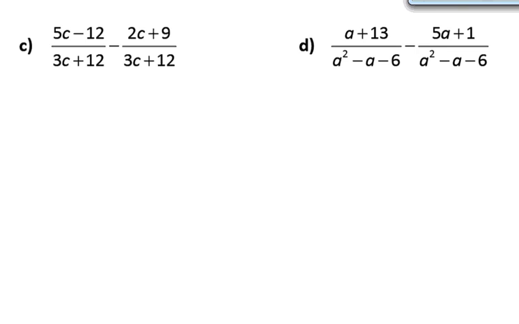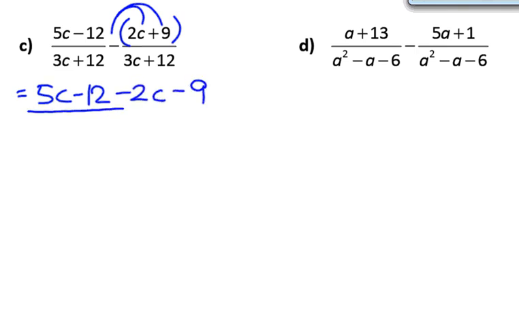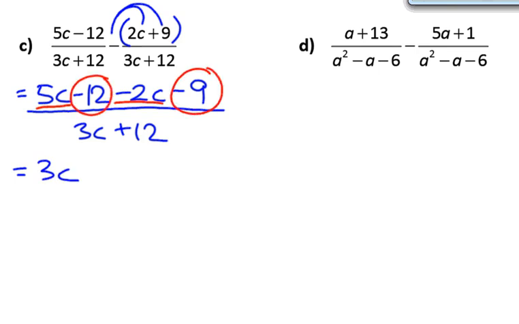Okay, example C. Like denominators, and we're subtracting. So put parentheses and distribute the negative. So now we have 5c minus 12 minus 2c and then minus 9 over the common denominator 3c plus 12. Now combine like terms. 5c minus 2c is 3c, and then negative 12 and a negative 9, when you add those together, become negative 21 over 3c plus 12.